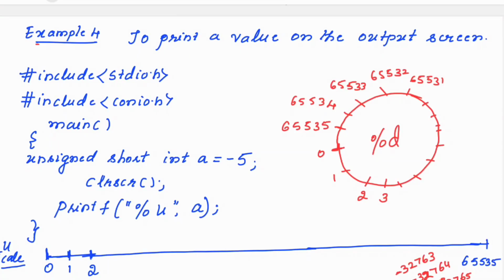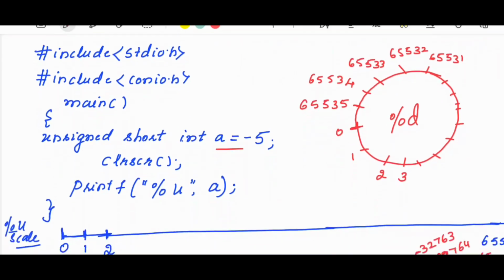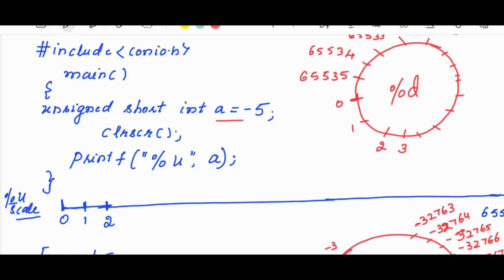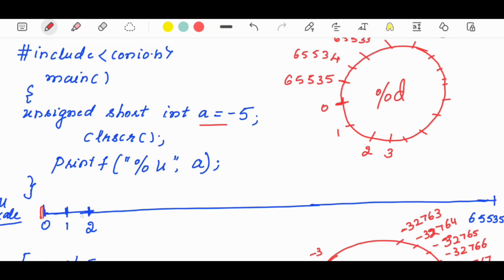Now we'll see 2 more examples here. In this example, this will be example 4. We want to print a value on the output screen, but what have we assigned? We have assigned a equal to -5, but the declaration is unsigned short int. Unsigned short int a. If you want to see the scale, unsigned is going to accept only the positive values. I have drawn the scale 0, 1, 2, it will accept up till 65,535.